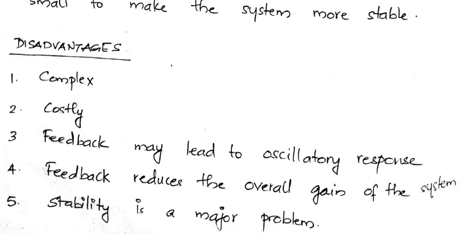So this is important actually. Different types of control systems. Basically we have two classifications: open loop control system and closed loop control system. Open loop control system is also known as non-feedback control system, and closed loop control systems are control systems having feedback.